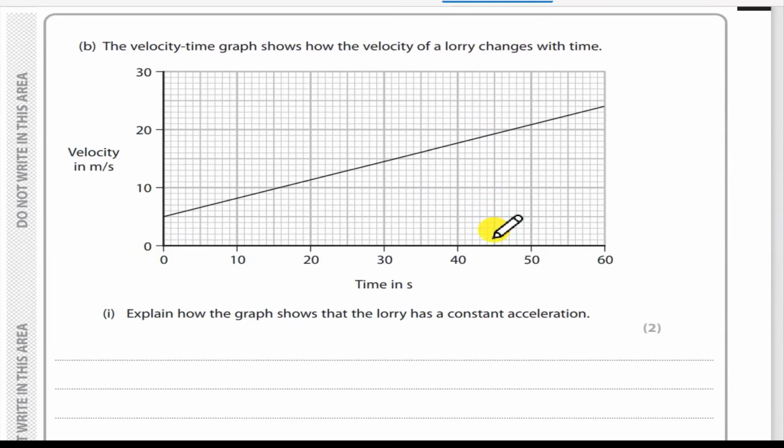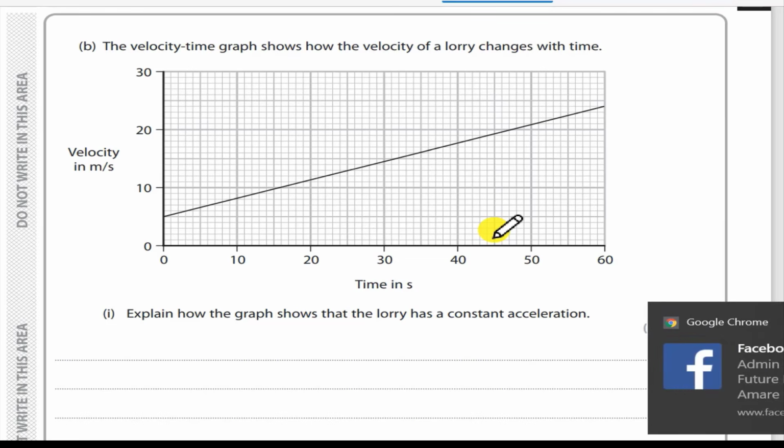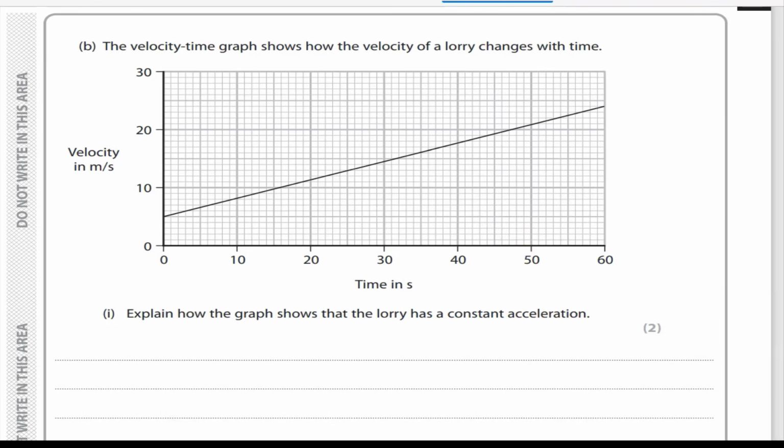Now next question. Question B. The velocity time graph shows how the velocity of a lorry changes with time. It is a velocity time graph. Velocity is in meter per second and time in second. Explain how the graph shows that the lorry has a constant acceleration.